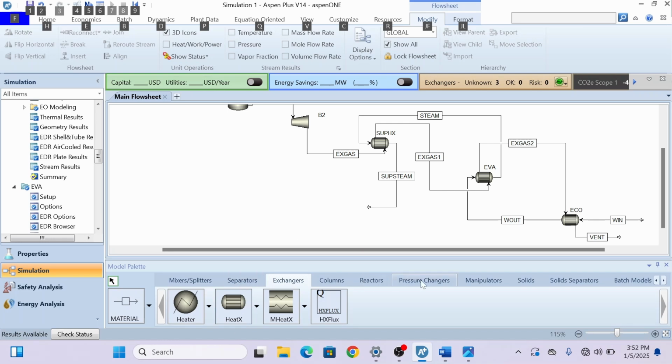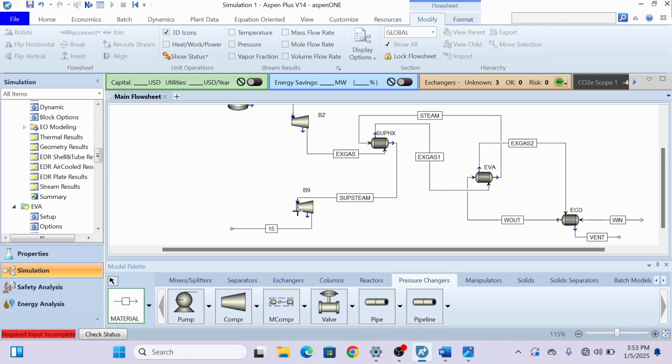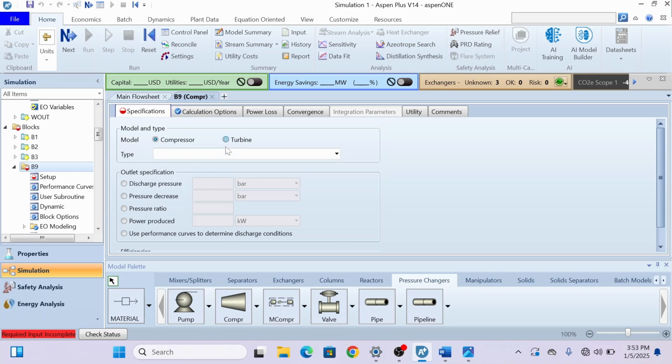So again, go to this pressure changes, and here place the steam turbine. Now I will double click on it, and again a material stream, and let me rotate it. Now double click on it, and here you will specify it is a turbine. Go to this isentropic, and again you have to specify the discharge pressure. It is a condensing turbine, so you can write 1.1 bar as your discharge pressure.